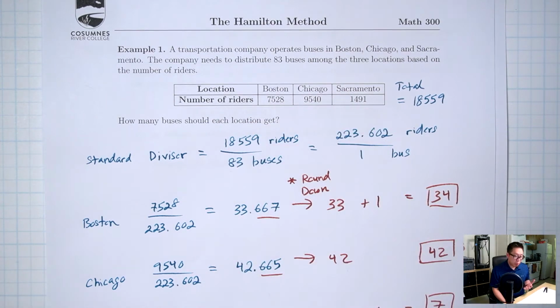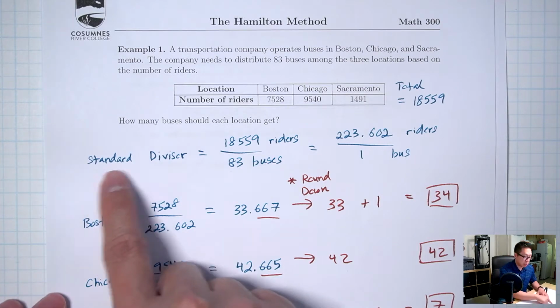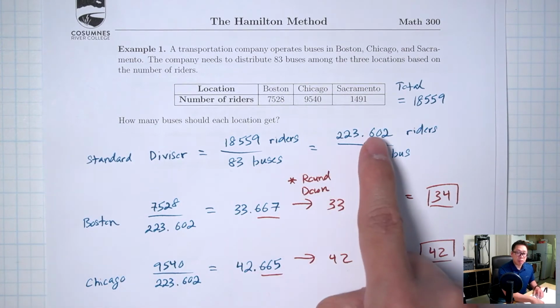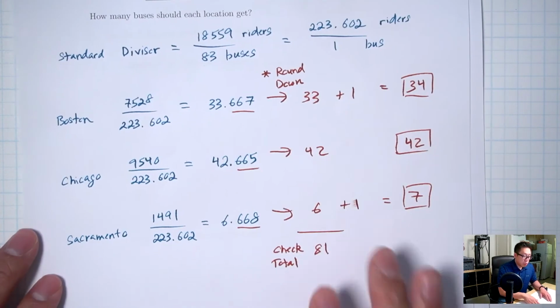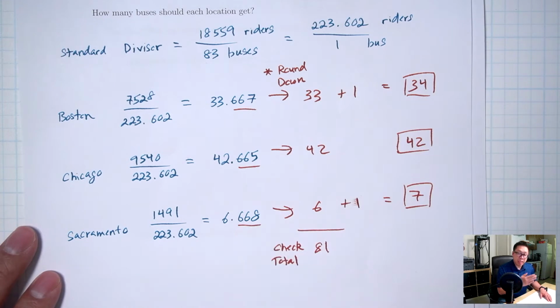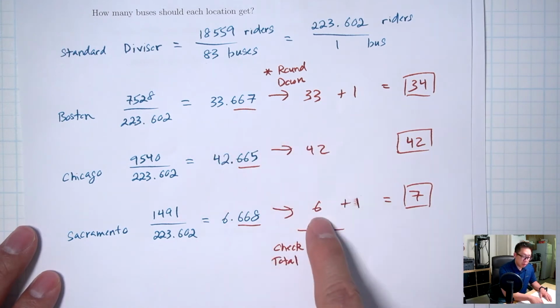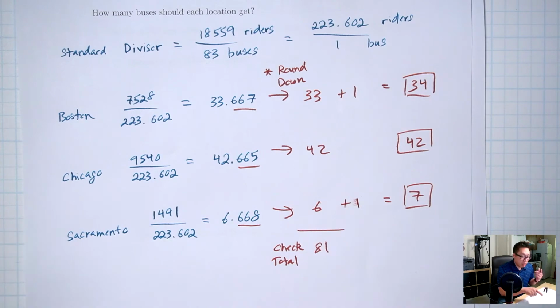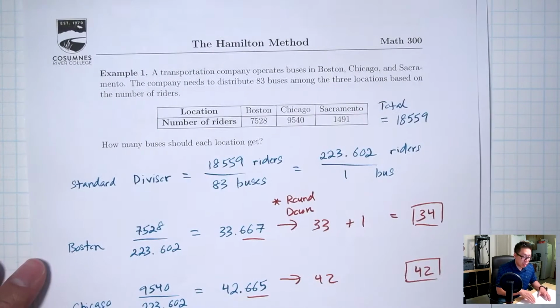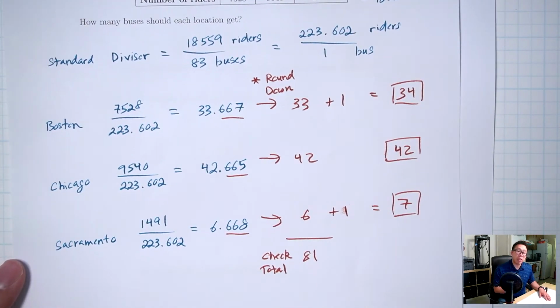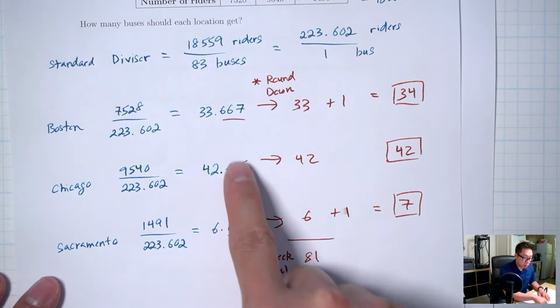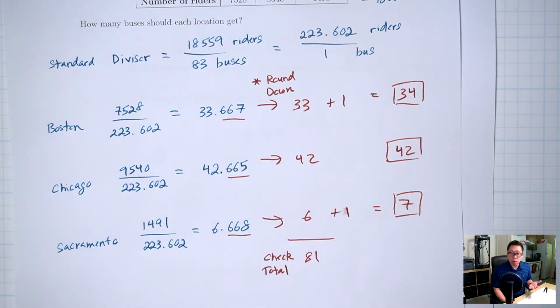The way the Hamilton method works is it starts off by finding the standard divisor. And we're going to use the standard divisor to divide each of the populations by the standard divisor. We get these decimal numbers. In the Hamilton method, you always round down, and then you check the total, right? If the total is the correct number, in this case it was 83, then you're done. If it's not the correct number and you have extras to give, you give the extras based on the decimal part. Whoever has the biggest decimal part will get the extras. And if you have more extras, you give it to the next biggest decimal part.